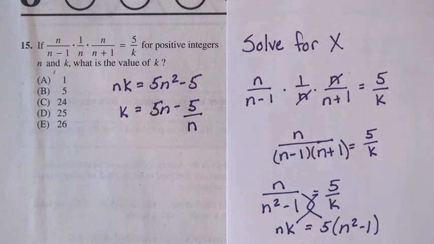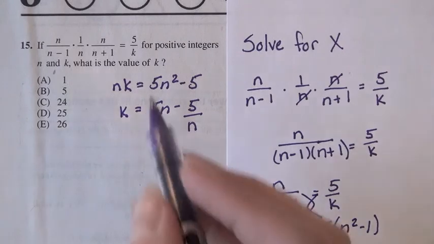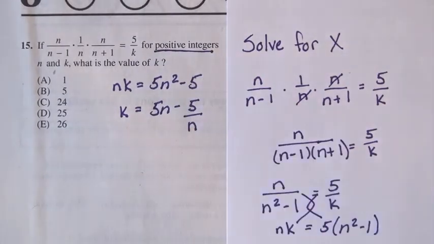Now you may feel like you're hitting a roadblock here because we have this expression for k, but we don't know what n is. So how do we get any further? The key to solving this problem is to realize that this positive integers requirement on n and k isn't just fluff, it's really important information. n and k have to be positive integers.